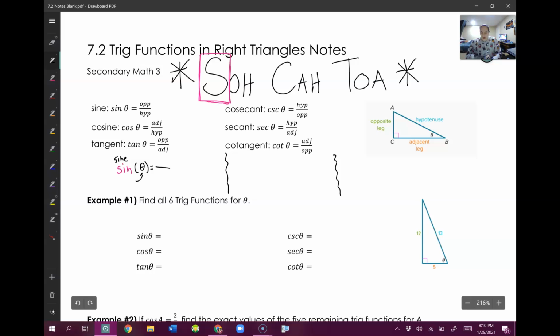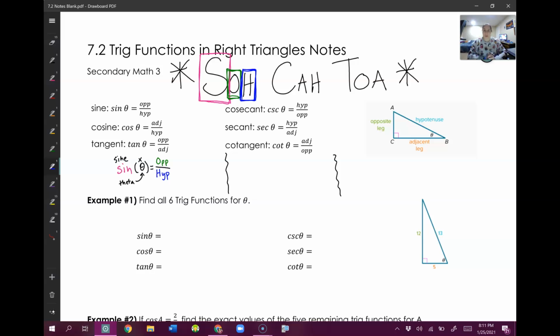Just so you know, that right there is called theta. It's just a Greek letter. It's basically just a variable. You could think of it as an x. Theta is just a variable. That's all it is. Now, the second letter, in this case O, tells you the numerator of the fraction. So that O stands for opposite, which I'll explain in just a second. And then this third letter is the denominator of your fraction. In this case, it's an H, which stands for hypotenuse.